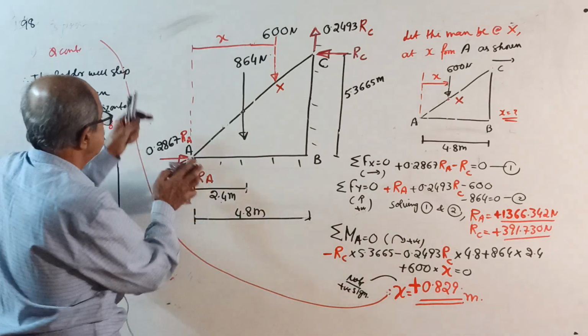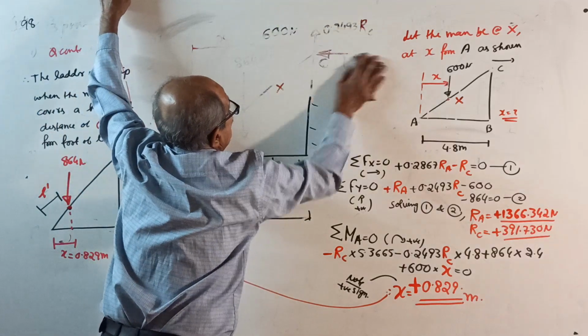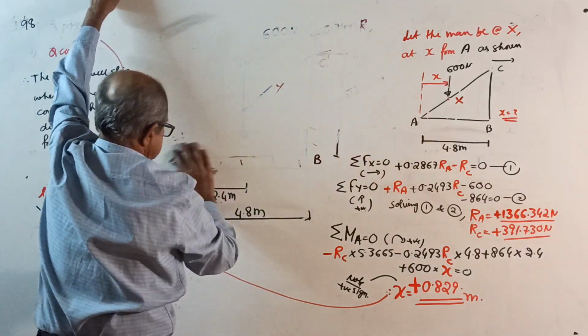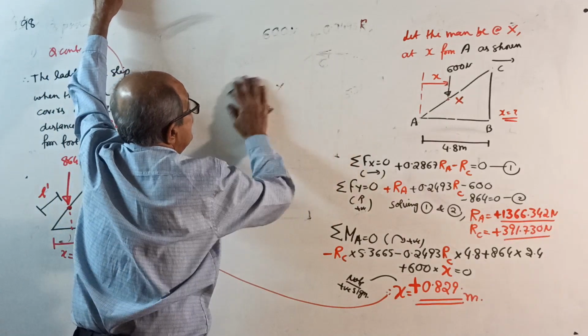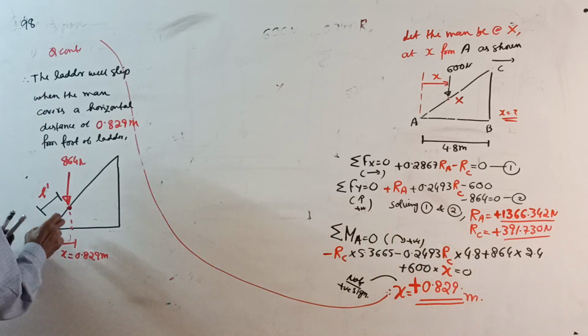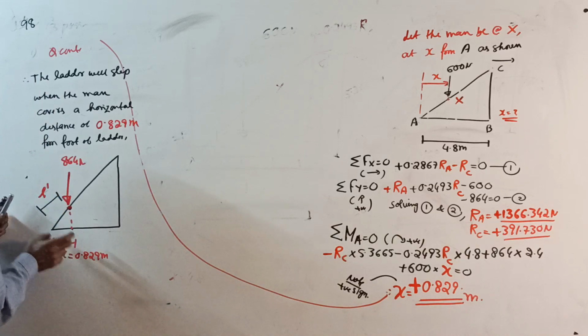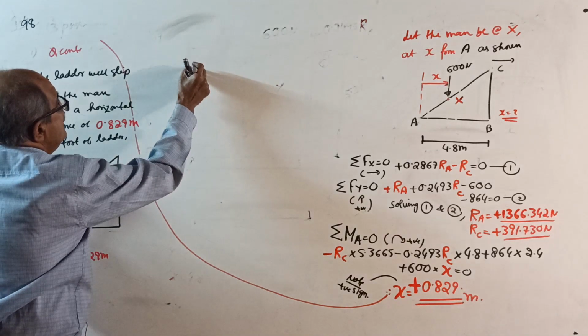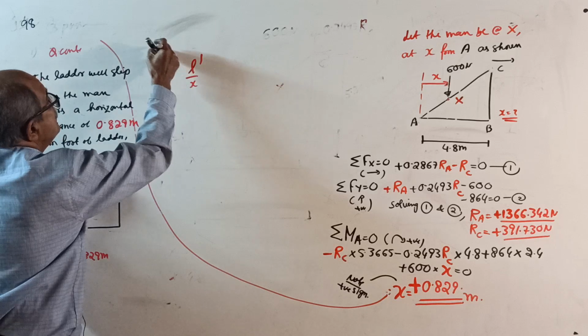You got two options for L dash. How? See, L dash divided by x, L dash divided by x by some similar triangles.